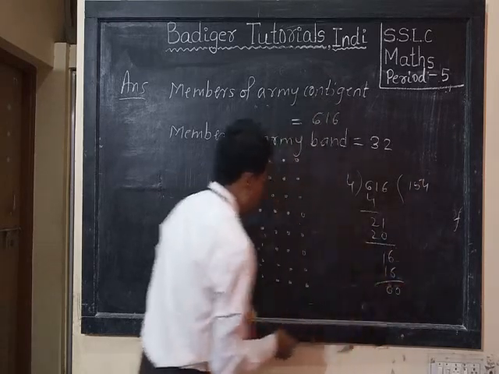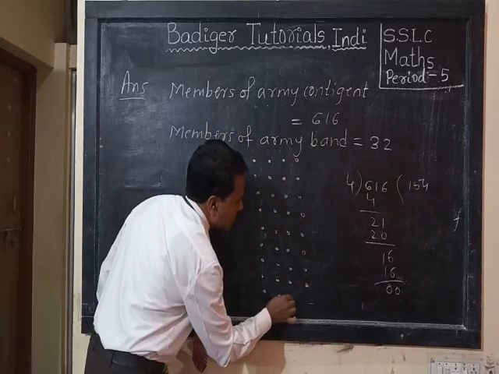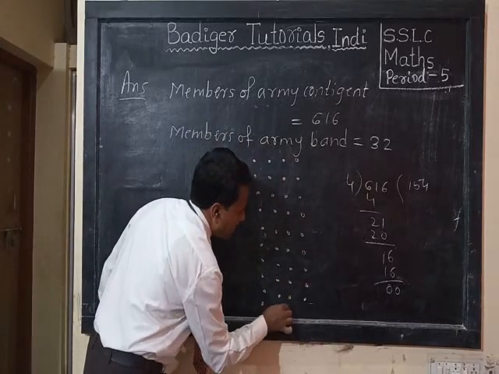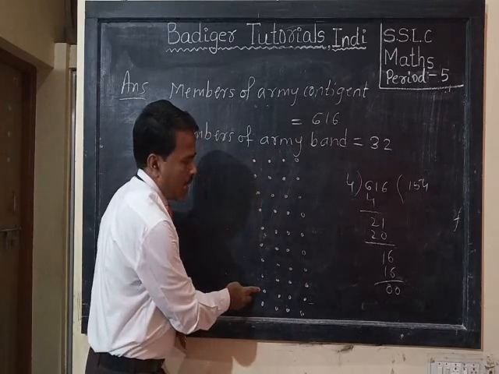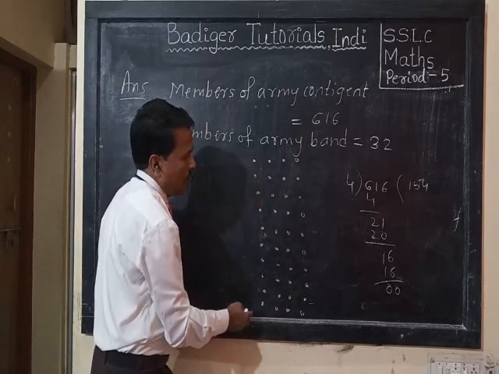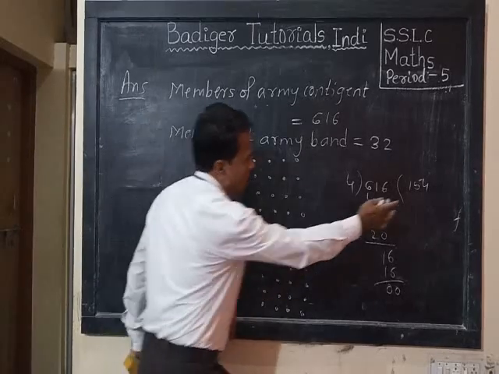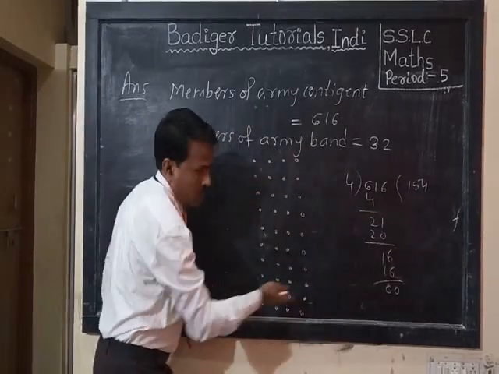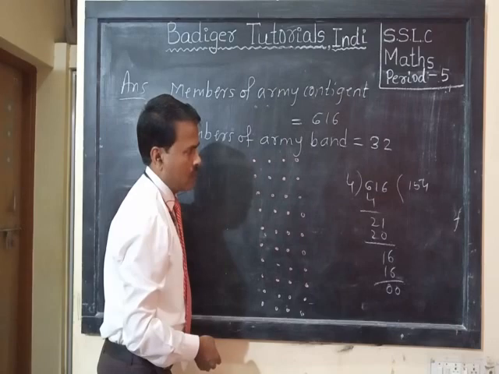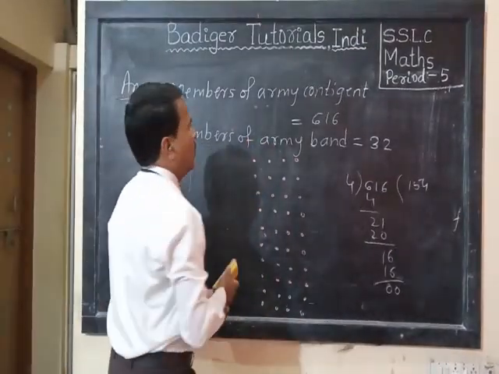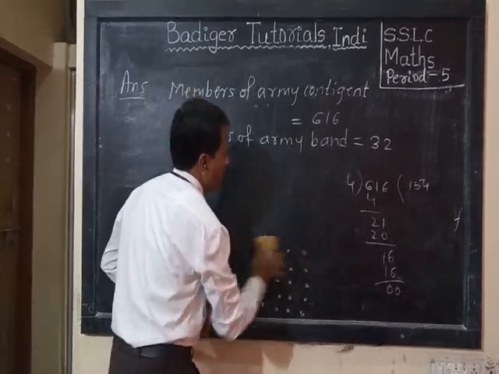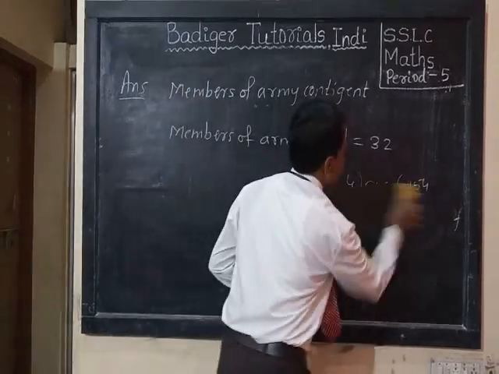So they will stand in how many rows? Like this. If we ask them to stand in 4 columns, they need to stand in 154 rows. Okay. Now, is it possible to stand in 5 columns?